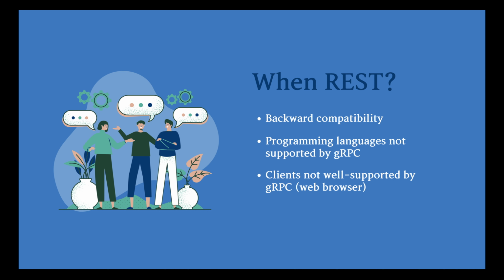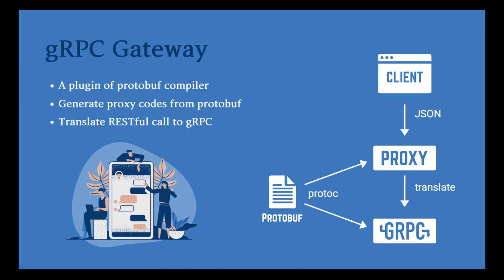So, is there any way to code just once, but provide APIs in both gRPC and REST at the same time? The answer is yes. One way to achieve that is to use gRPC Gateway. gRPC Gateway is a plugin of the protocol buffer compiler. It reads the protobuf service definitions and generates a proxy server, which translates a RESTful HTTP call into a gRPC request. All we need to do is a small amount of configuration in the service. And that's what we will learn in this video.